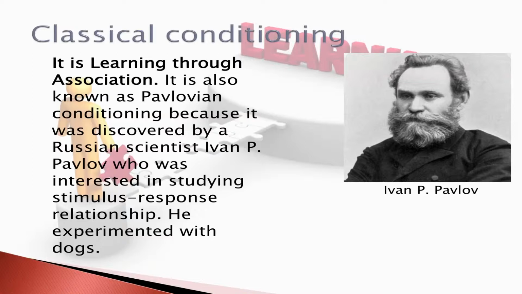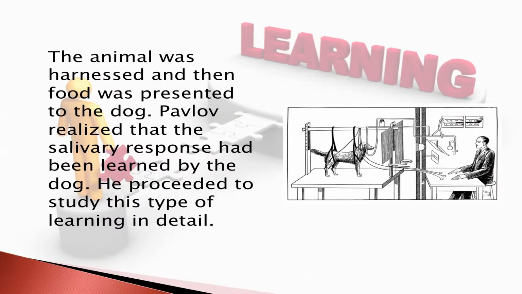Classical conditioning. Now let us learn about the simplest kind of learning: classical conditioning, or learning through association. It is also known as Pavlovian conditioning because it was discovered by a Russian scientist, Ivan P. Pavlov, who was interested in studying stimulus-response relationships. He experimented with dogs. The animal was harnessed and then food was presented to the dog. Pavlov realized that the salivary response had been learned by the dog. He proceeded to study this type of learning in detail.